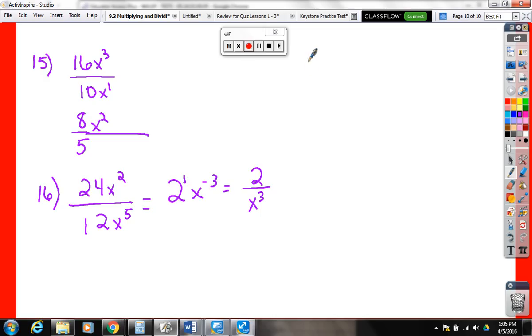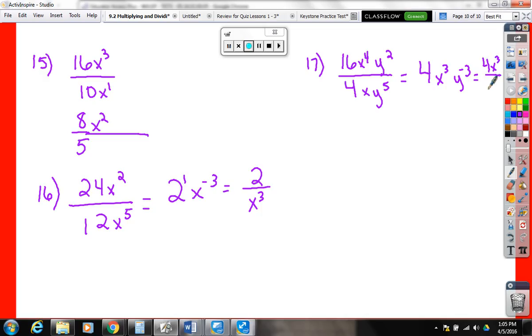Okay, number 17 we're also going to look at. We have 16x to the 4th y squared over 4xy to the 5th. Kyle, take this one. 4. Okay, 4. x to the third, good. y to the negative third, good. Now rewrite that. 4x to the third over y to the third. Good. Nice job, Kyle.